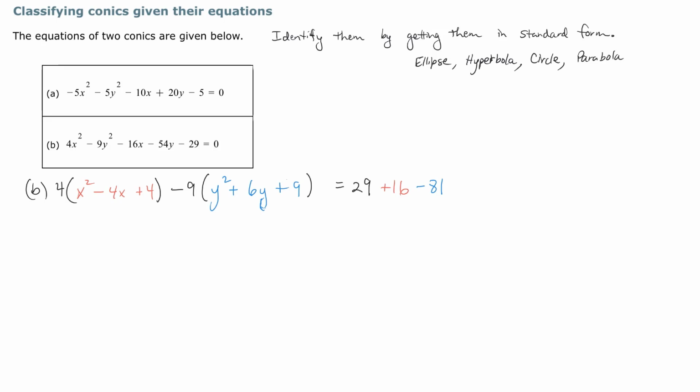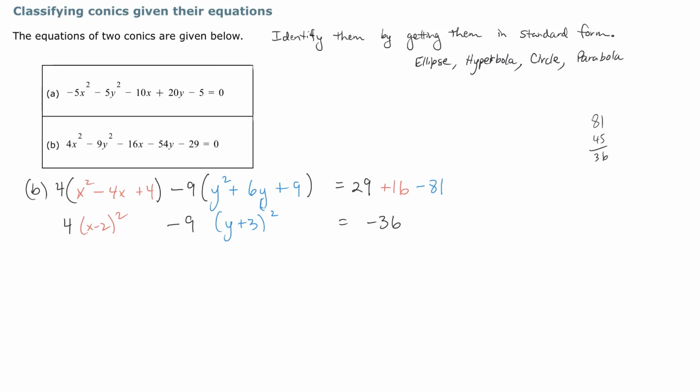What do we have? We have 4 times the quantity, x minus 2 squared, minus 9 times the quantity, y plus 3 squared, is now equal to, what is that? Let's see. 45 minus 81. That's 36, right? But negative 36. This looks very interesting.